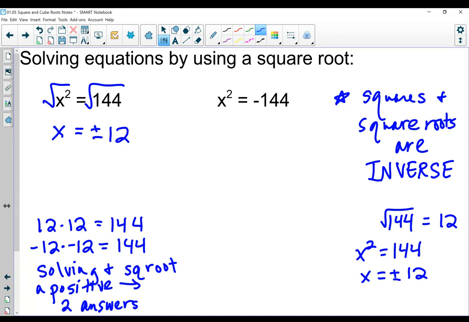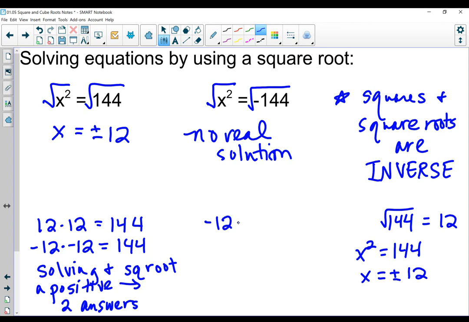So our second problem will do the same trick. We will square root both sides, but on this one I have a square root of a negative. So when I have a square root of a negative, there is no real solution. And let's think through why this is. We know that a perfect square is made by multiplying a number by itself, but the only way to get 144 is to multiply a negative 12 times a positive 12. These are not the same factor. And so they don't work. I don't have a number that I can multiply by itself and get a negative.